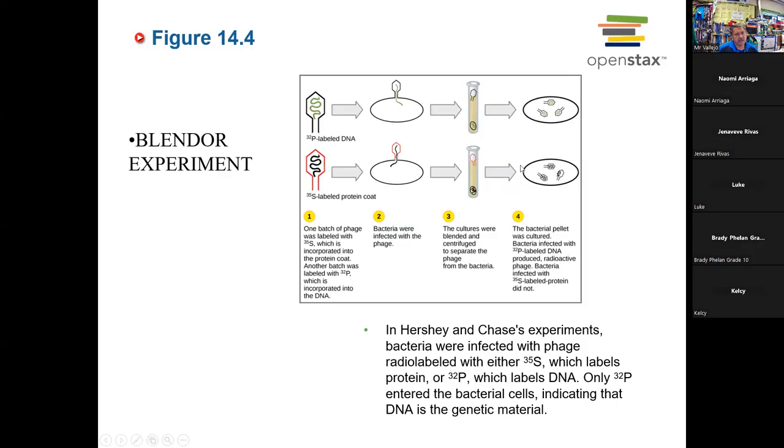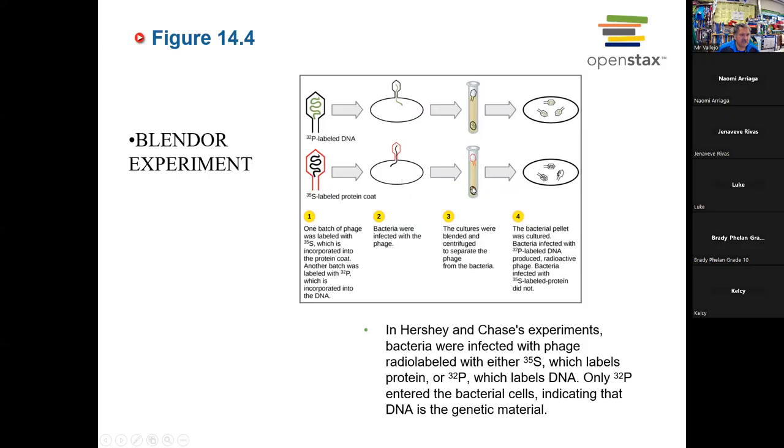There's no more radioactivity in here after you shed off the virus. How do you do that? With a blender. And it's spelled with an O because this was a British experiment. You know how they sometimes spell things a little bit differently in England. So here they put this in the blender and they cleaved this off and the DNA went in.